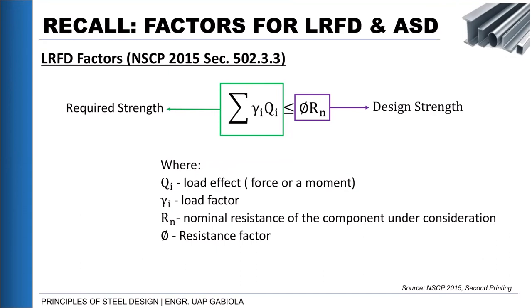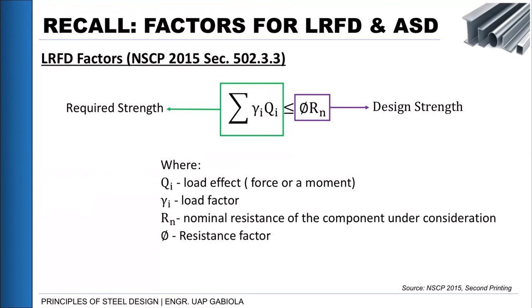And then this critical effect that we identify based from the loadings should be less than or equal to the design strength, the capacity of our section. And when we look at the capacity of the section, let's say Rn, it is also being multiplied by a factor phi. We call it the resistance factor, and its value is less than 1.0.